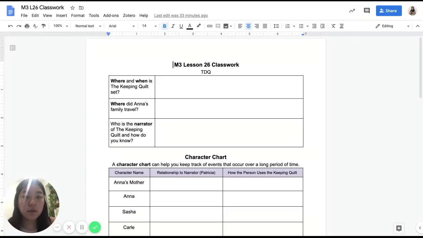So for these next three questions for your classwork, you can either listen to the story again, or you can look through the text by looking at the PDF. It is in your classwork under the topic text, and you should be able to see The Keeping Quilt by Patricia Polacco there. Alright, so the first question you need to answer is where and when is The Keeping Quilt set? Where did Anna's family travel? So you can say from blank to blank, and the last is who is the narrator of The Keeping Quilt and how do you know? So who is the speaker in this book?